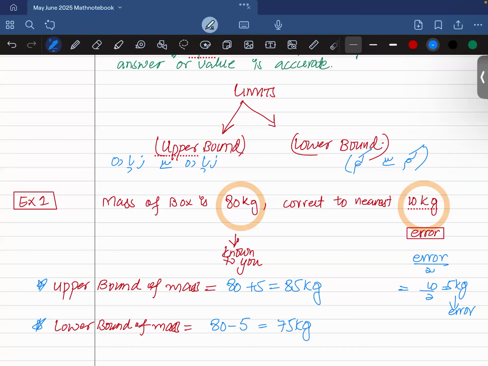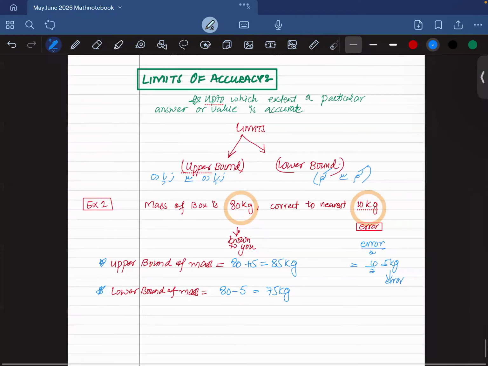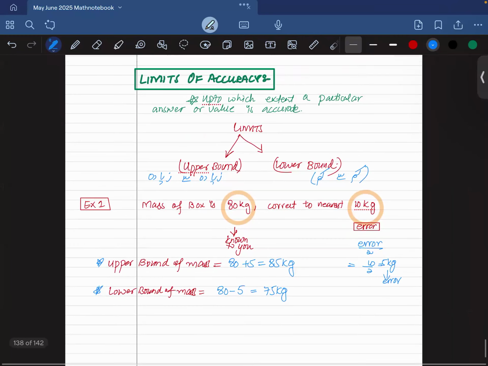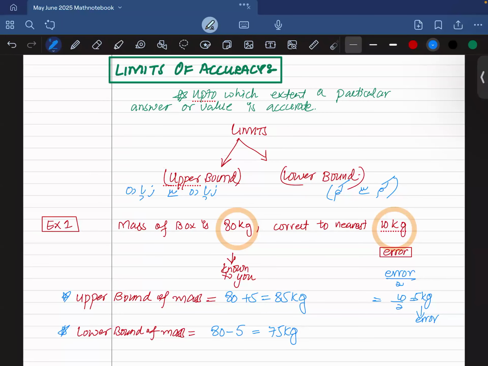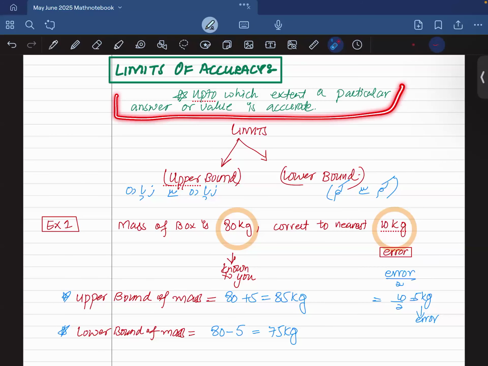So those who have joined late, we just started the topic. It is limits of accuracy, and limits of accuracy is up to which extent a particular answer or a particular value is accurate. We need to see this in math. So limits are of two types. The first one is upper bound and the second one is lower bound.